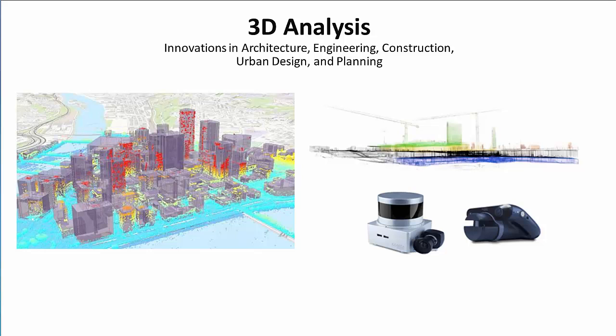There are many recent advances in 3D analysis for GIS, leading to innovations in architecture, engineering, construction, urban design, and planning, just to name a few. The image that you see here on the left is using LiDAR data, which is 3D point data that was collected in the city of Pittsburgh and then used to build 3D models of the buildings in Pittsburgh. You also see that there are innovations in how to do this.